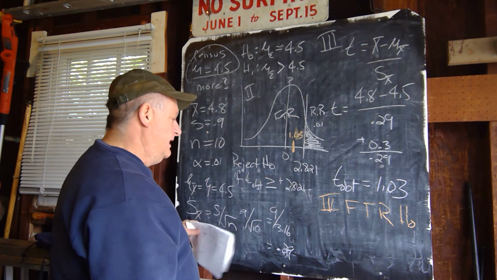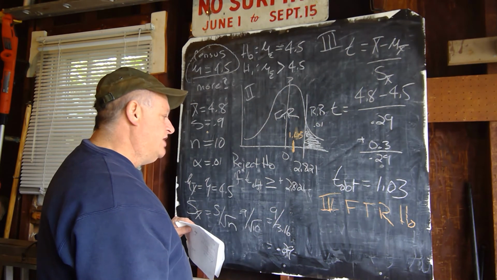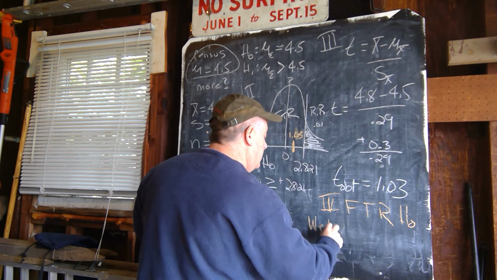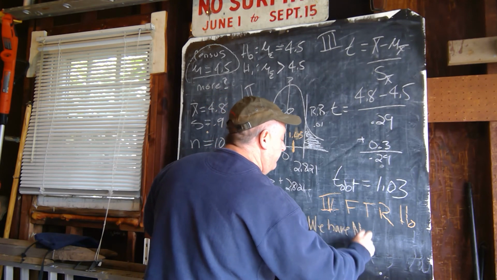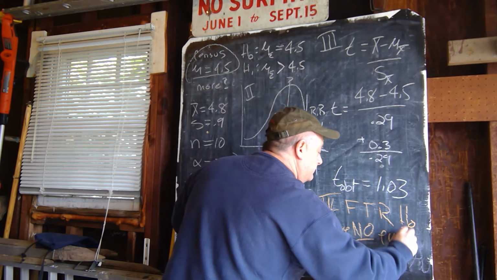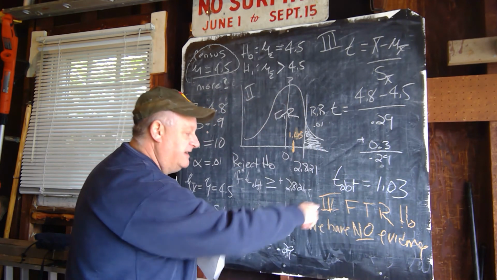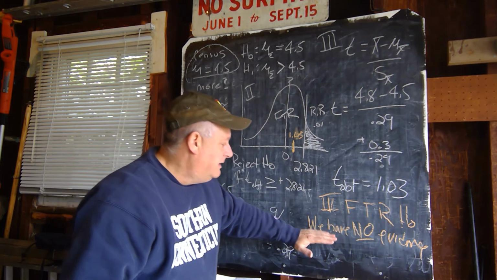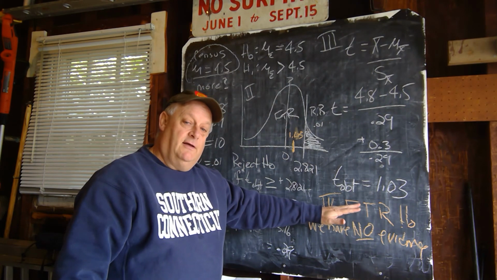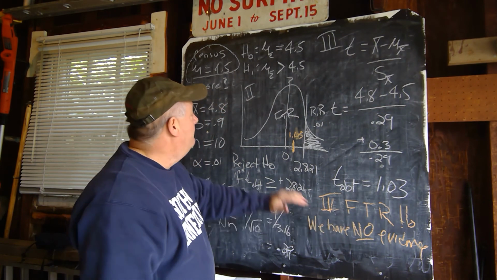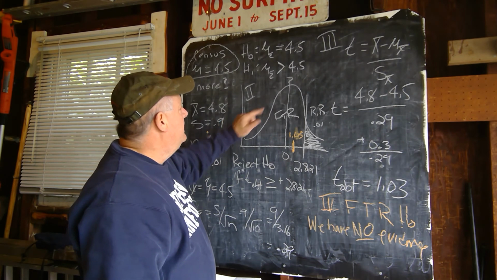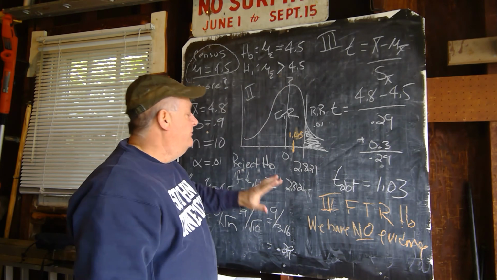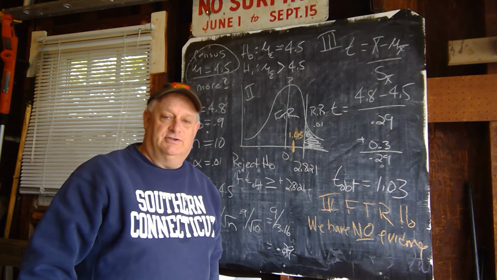I'm going to abbreviate, run out of chalkboard. Fail to reject the null hypothesis. Then a conclusion. Whenever we fail to reject, we have no evidence for the alternative. So we put that into words. The decision is fail to reject the null hypothesis. That tells me I have no evidence that the employees at this company have more than the average number of kids. We have no evidence that the number of kids they have is greater than average.